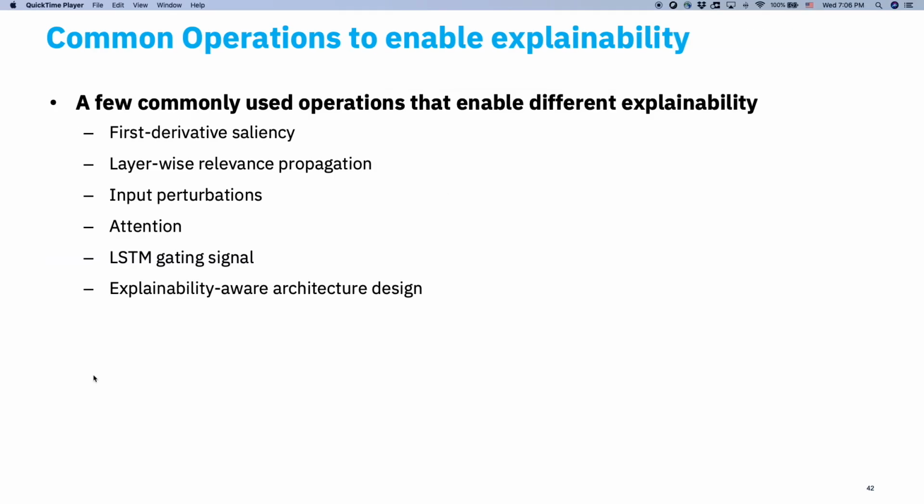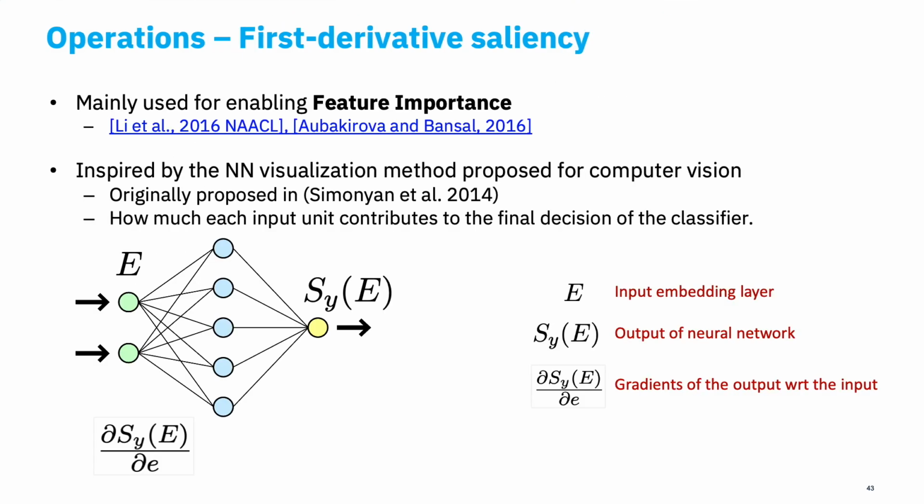We have discussed the different explainability techniques. A natural question is: what are the operations we may use to enable this explainability? We next briefly talk about a few commonly used operations that we have observed from the other papers we have reviewed, including first derivative saliency, layer-wise relevance propagation, input perturbation, attention, LSTM gating signal, and explainability-aware architecture design.